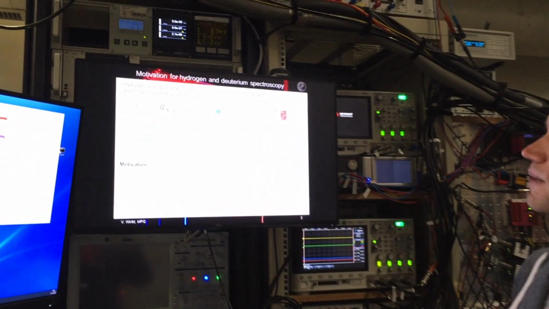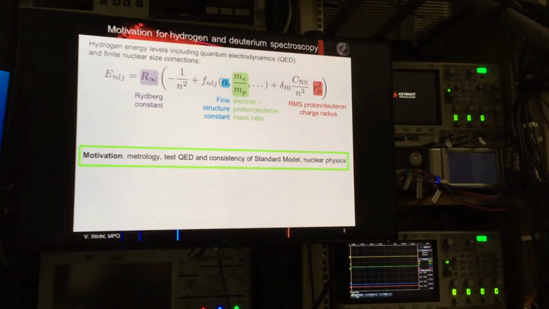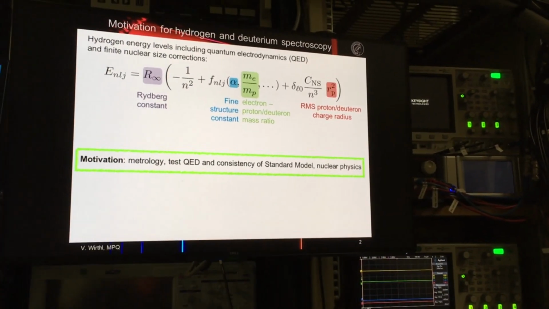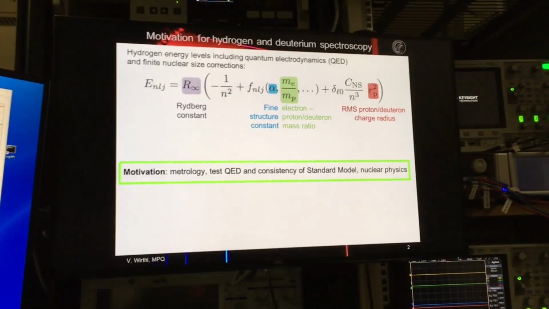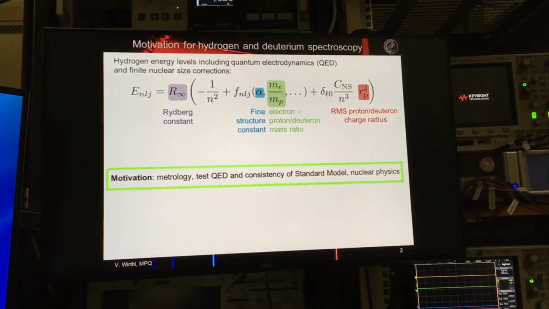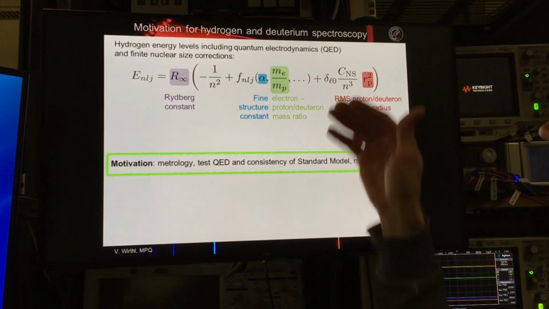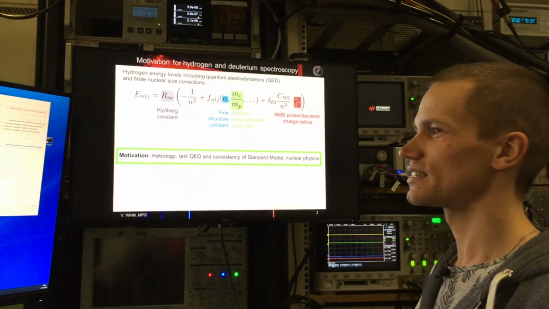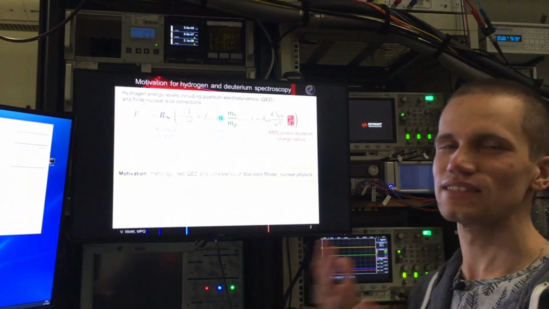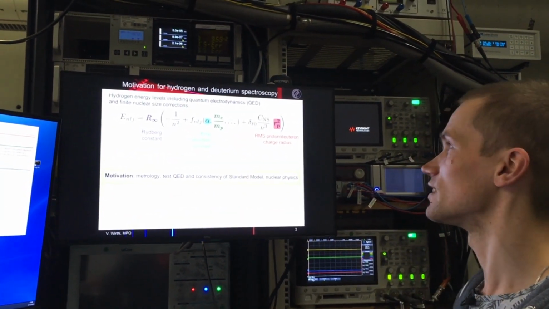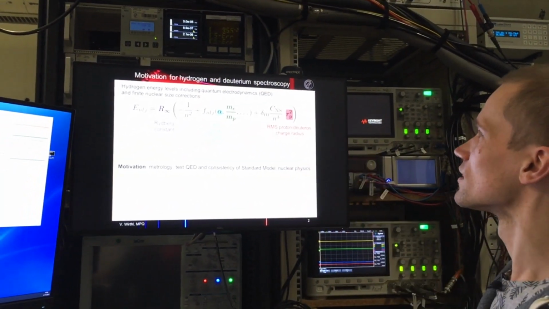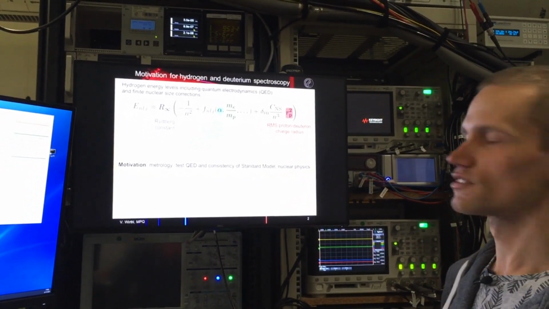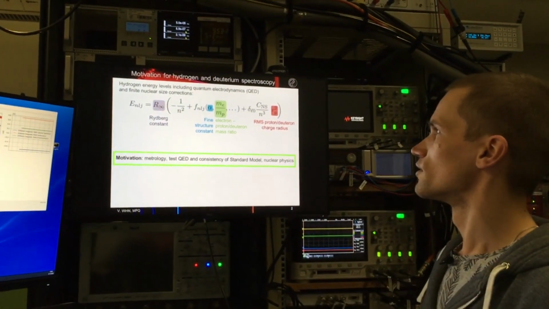And now that means that by doing hydrogen spectroscopy, we can determine those fundamental constants. And what is even more interesting for me is that one can really test these complicated expressions from quantum electrodynamics, and therefore also test the consistency of our fundamental understanding of nature. And last but not least, this proton and deuteron charge radius contribution is also interesting for nuclear physics.